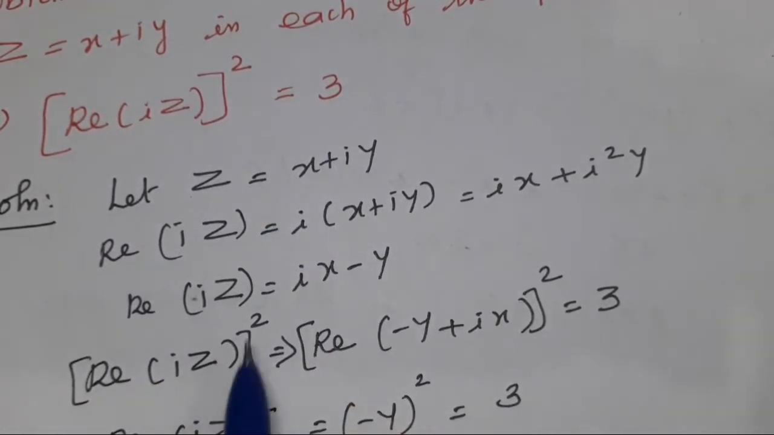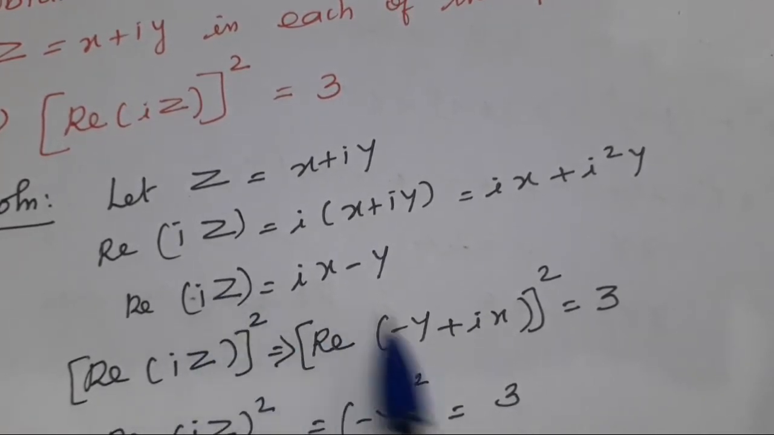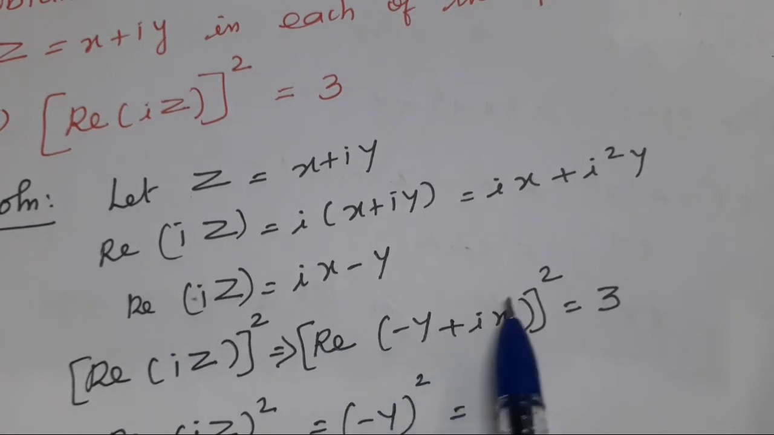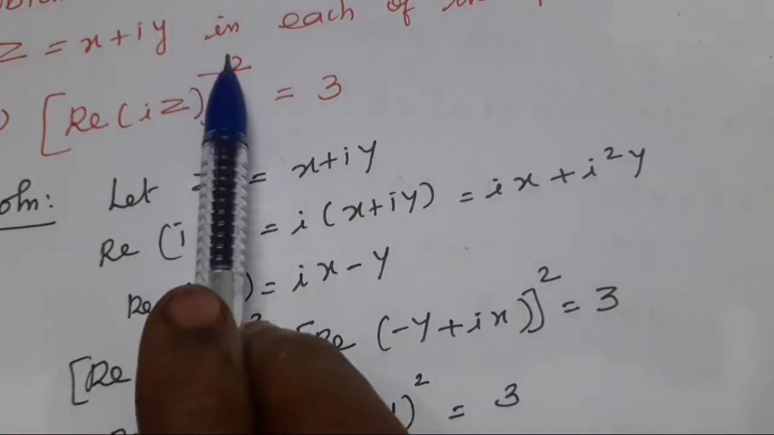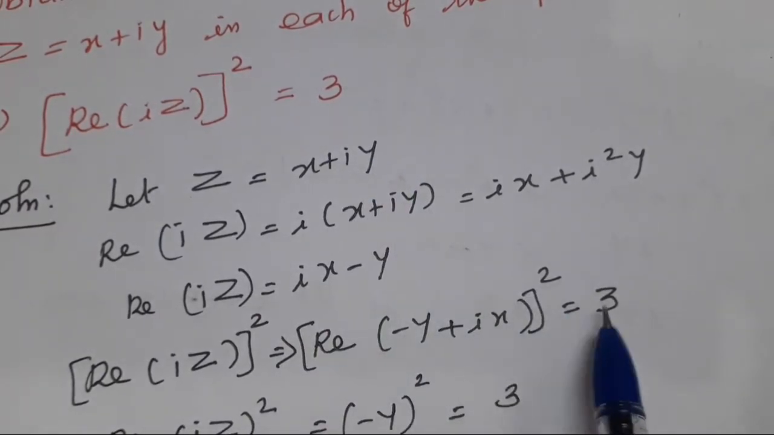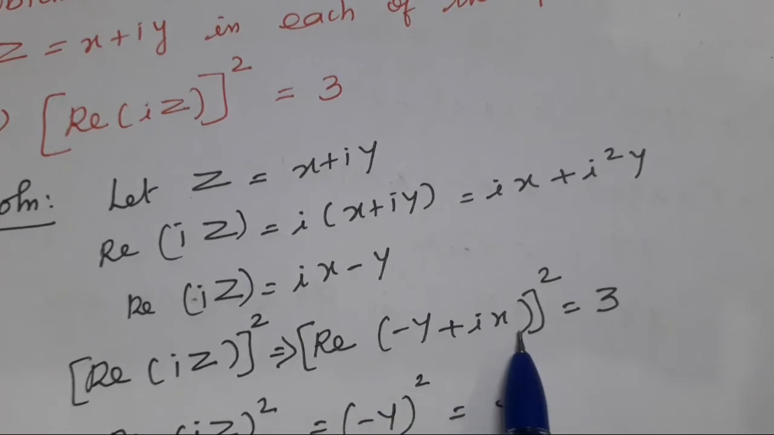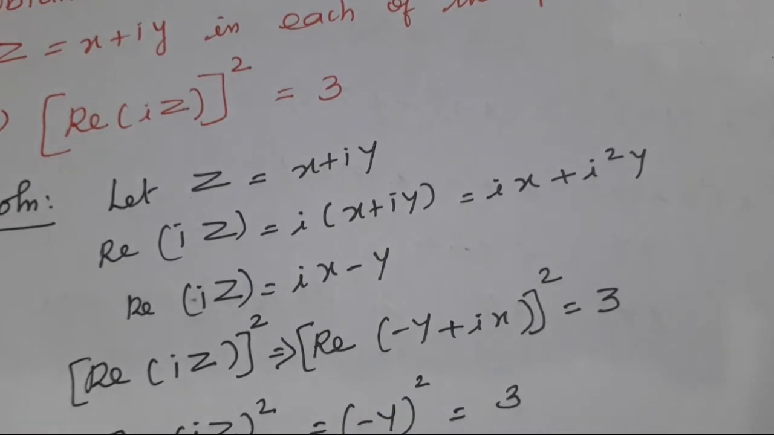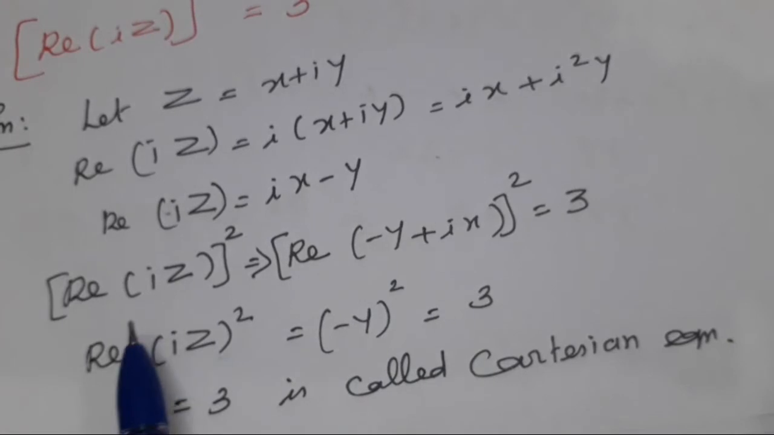Taking the question itself, the real part of (iz) the whole squared equal to 3. Therefore, the real part of (minus y plus ix) the whole squared equals 3. Which is the real part here? Minus y is the real part and ix is the imaginary part. Therefore, in this sum we only take the real part value. In the last sum we take the imaginary part value because the question itself says so.